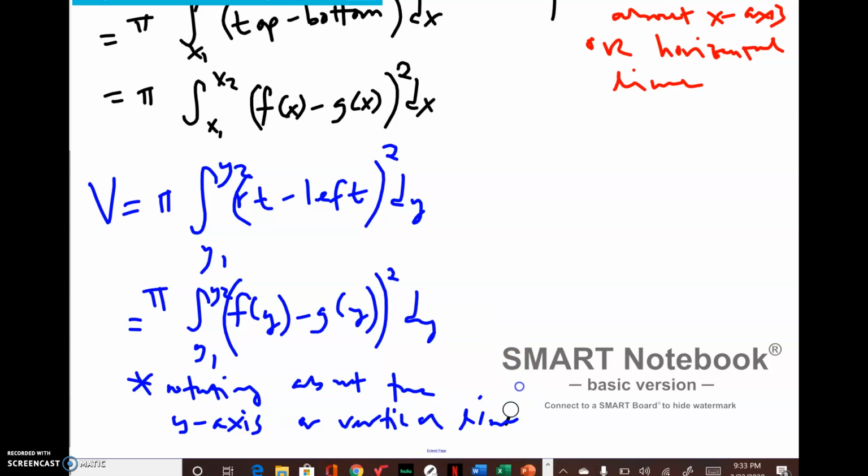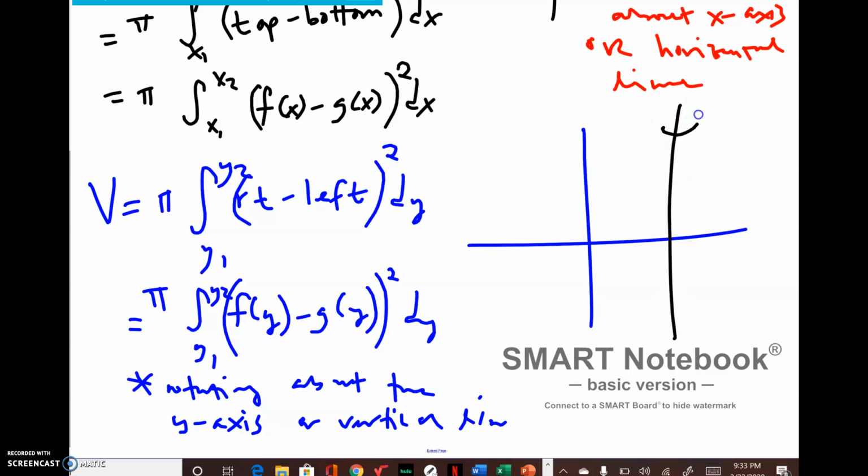So let me modify this picture so you could see what I'm talking about here. Let's suppose I have my picture like this. Here's the line I'm rotating about. And let's suppose I have this function here. So I'm going to call this black line F. The red line is G. And this is the figure sandwiched between the x-axis, the red curve, and the black curve.